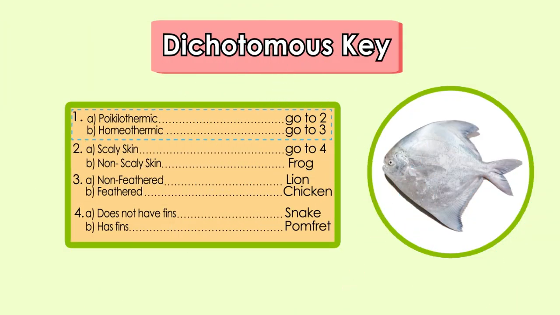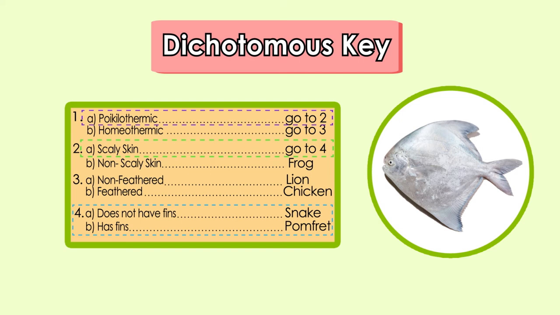Let's look at the example of a dichotomous key for animals. Now, we will try to classify this animal using the dichotomous key. Couplet number one. Is this animal poikilothermic or homeothermic? Yes, pupils. This animal is poikilothermic. This means that it can change its body temperature according to its surrounding temperature. According to the key, we have to go to couplet number 2. Does this animal have scaly skin or non-scaly skin? Super! It has scaly skin.